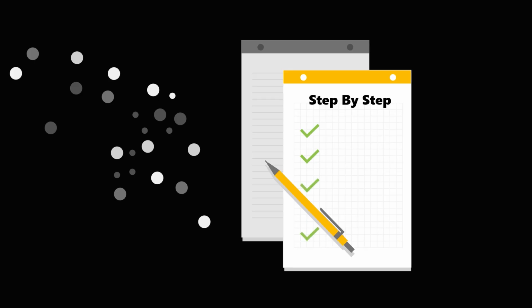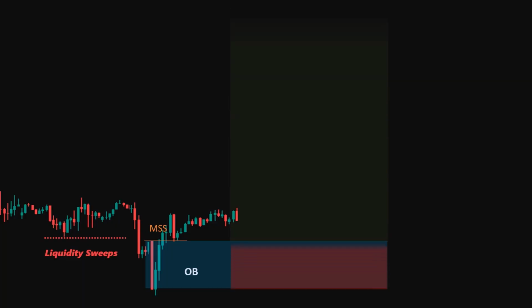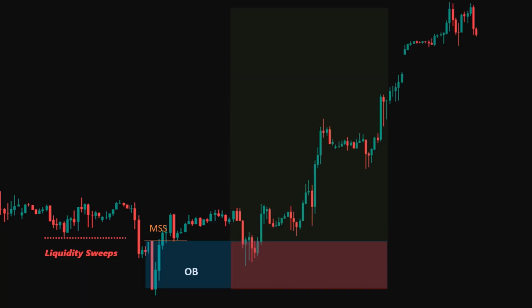By the end, you'll see how this model gives you a clear roadmap for spotting where price is most likely to react, and how to position yourself with the institutions, not against them. Alright, let's dive in.